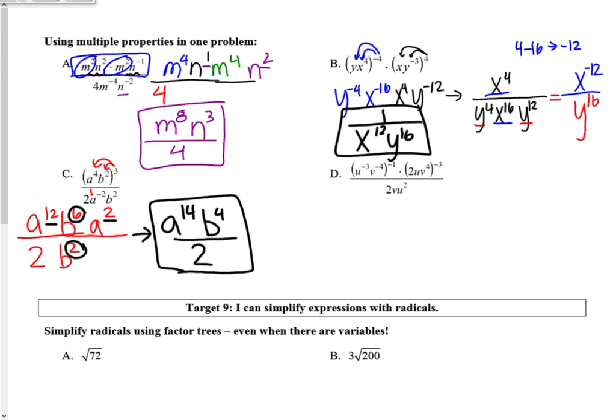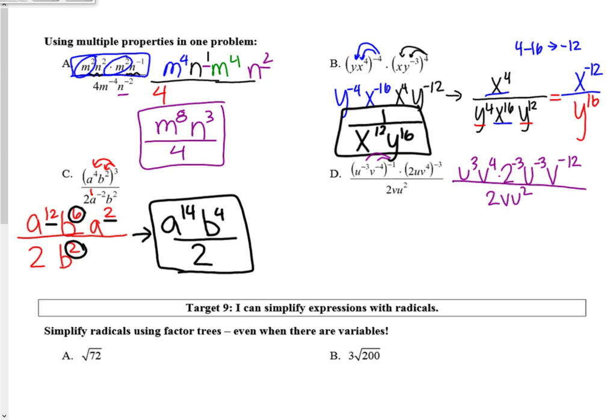For D, we're going to do the same thing again with distributing our exponent. So when I distribute it up top, I have u cubed v to the 4th times 2 to the negative 3rd, u to the negative 3rd, v to the negative 12th, all over 2vu squared. Okay, pick one thing to start with. For me, I'm going to pick the top. I'm going to simplify everything I can.